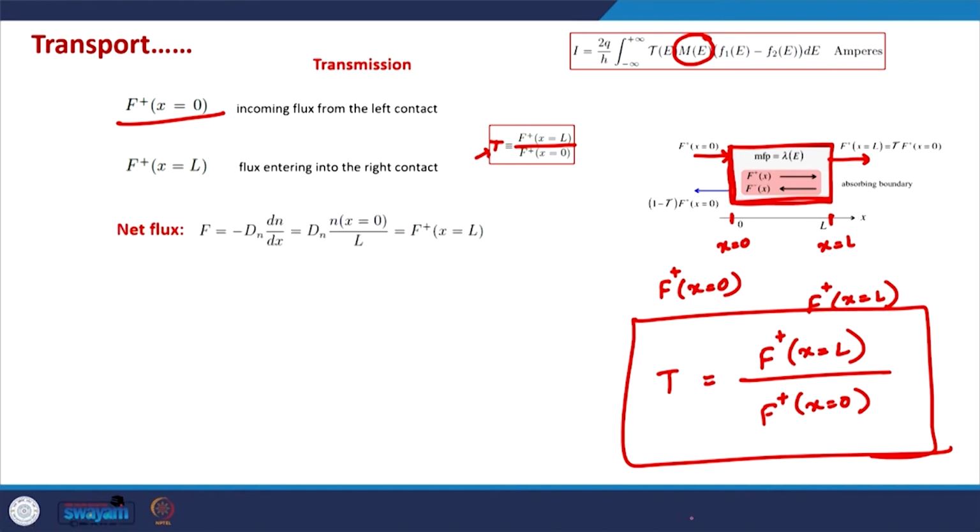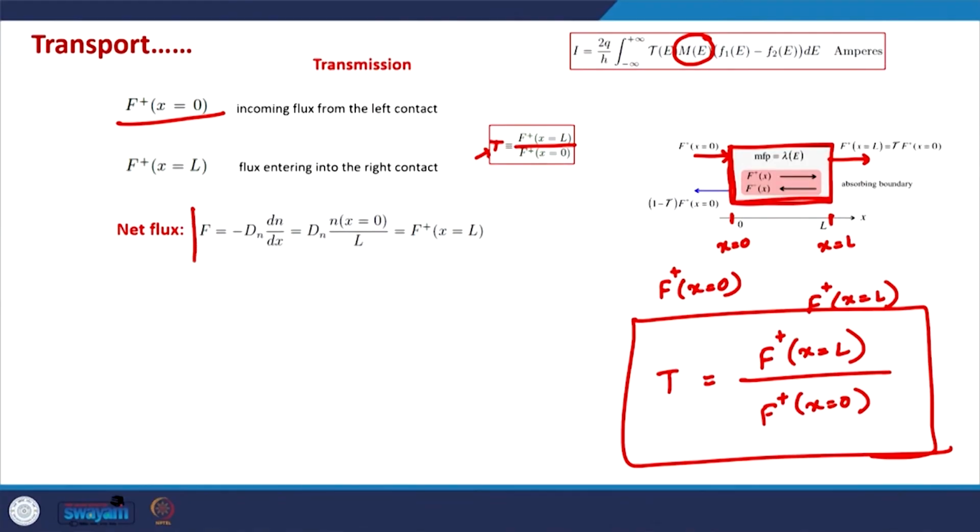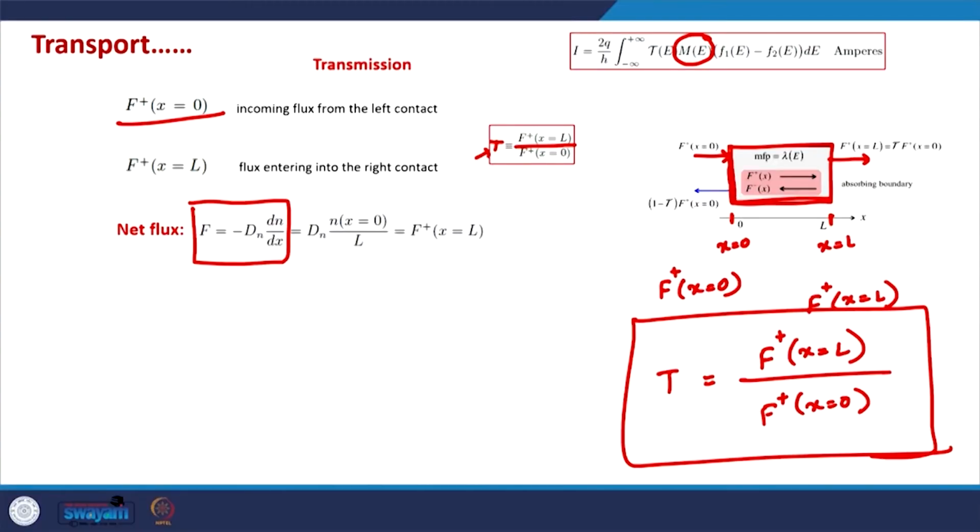And in the diffusive transport case, if you remember the derivation there, we apply Fick's law, which looks like this. The flux that is injected on the left contact does not all reach the right contact, some of it may come back. The number of excess electrons on the left contact is, let us say, this much, and generally in long channels the number of excess electrons on the right side is 0.